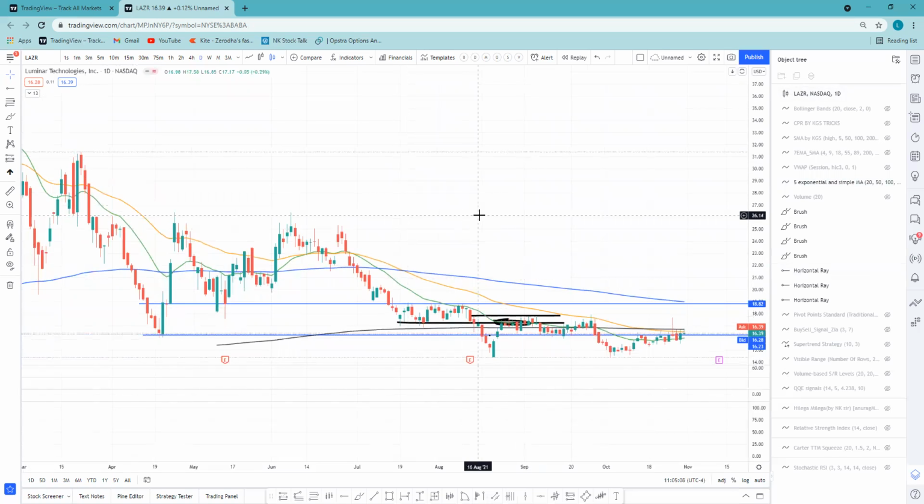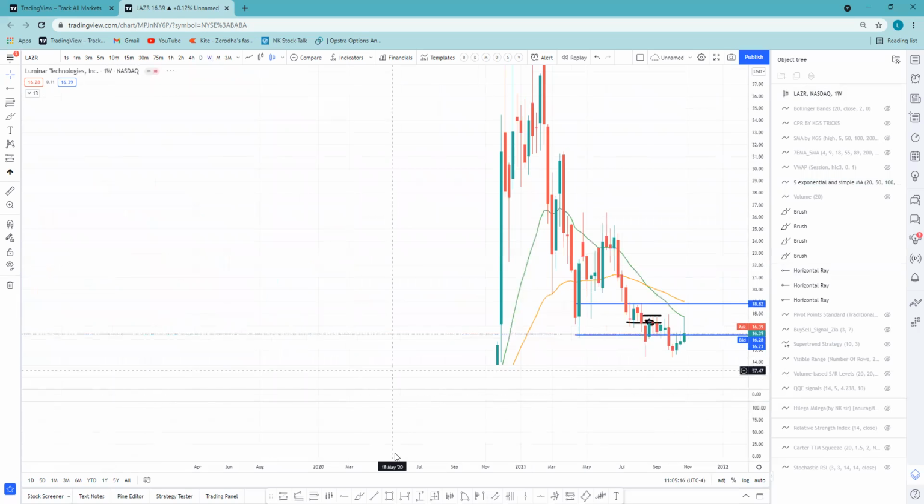So when I say 20 and it's a daily chart, that means 20 days. And when I say 20 week, for an example... And again, this is a lagging indicator.